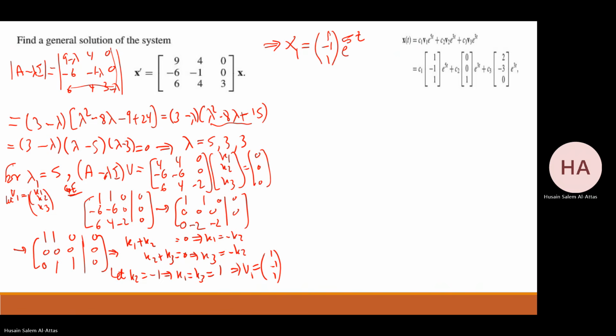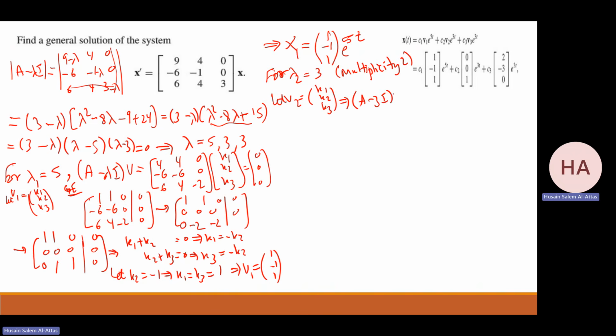Okay. Now we'll come to the second case. Now for lambda 2 equal 3, where I have multiplicity 2. I'll do the same thing. I let V2 be K1, K2, K3, like what we did before. So I have A minus 3I times V2, and this is equal to what?